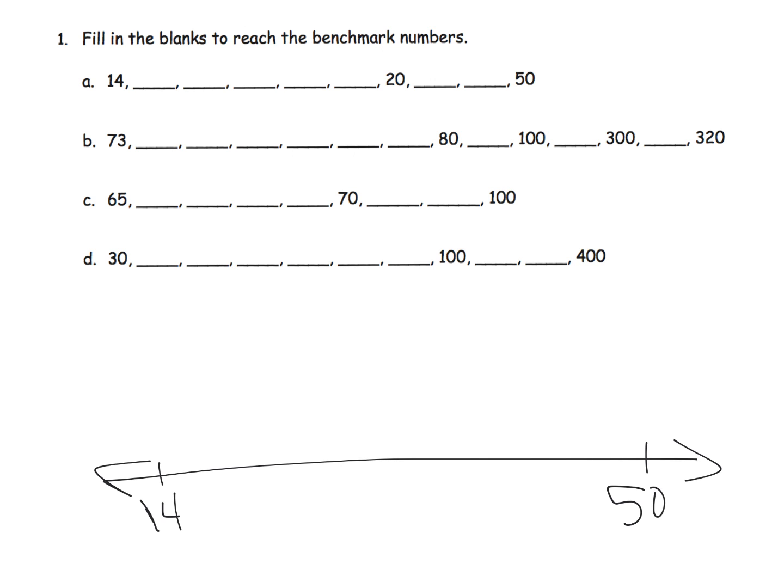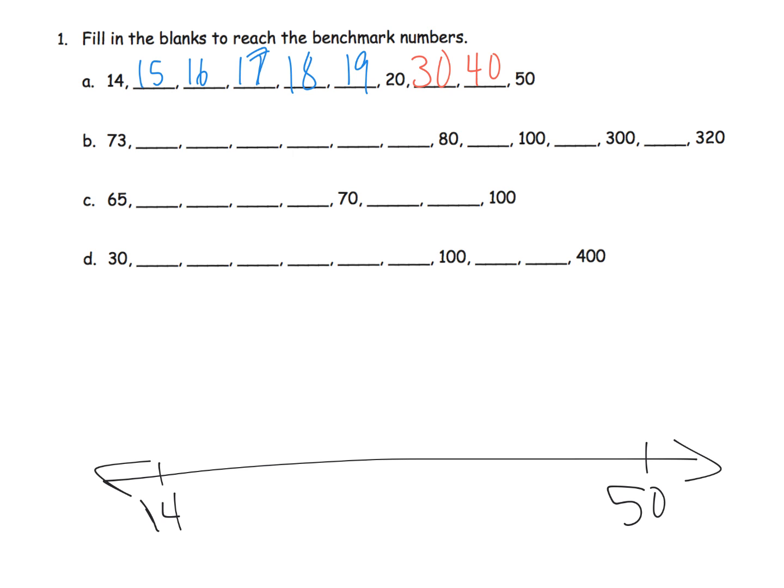And what are we going to do in order to get there? Filling it in up here the way Eureka Math is expecting, we'd say 15, 16, 17, 18, 19, and sure enough, we've reached 20. And now we're going to switch over to tens. 30, 40, and sure enough, 50.